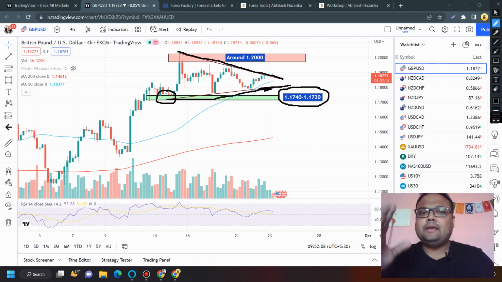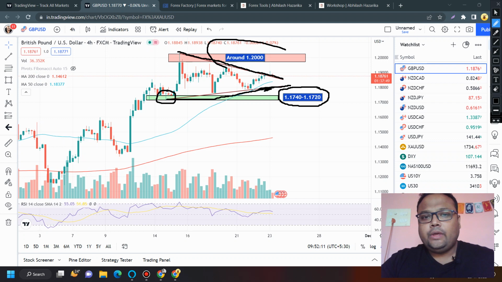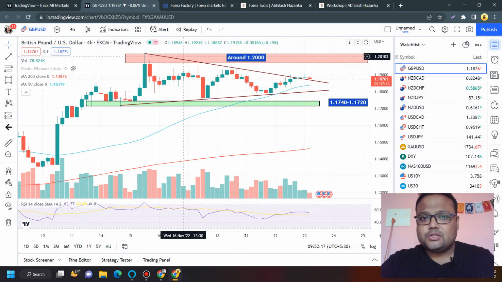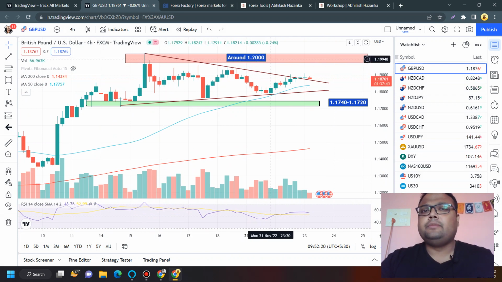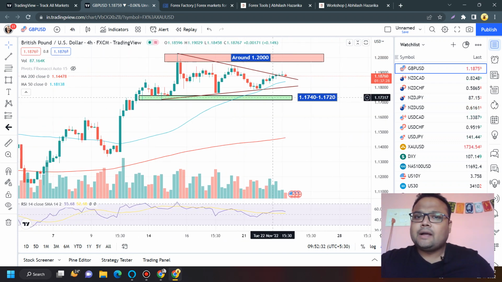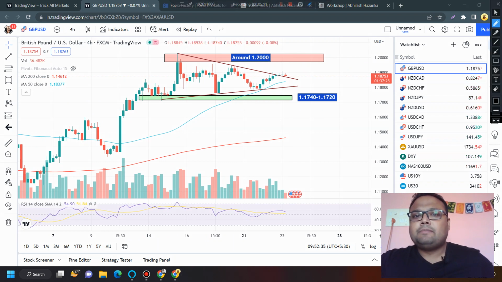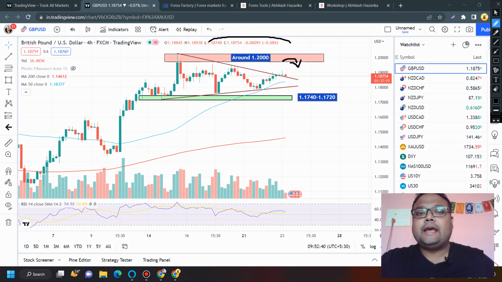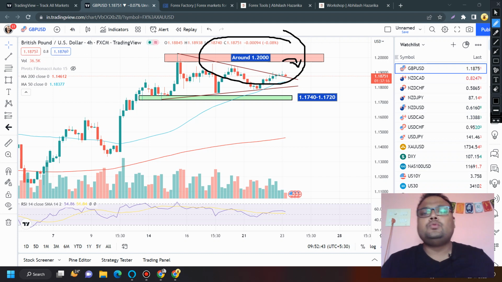In case the market starts going up, we may see some selling around the 1.2000 level, because this is a whole resistance zone. That's why I'm using the word around 1.2000. You must understand that these supports and resistances do not work as a line. Usually they work as blocks, as zones in the market. So this is a resistance zone here. If the market starts going up, we can expect that it will face some selling pressure. If the market reverses from here, we can definitely go for a sell position around 1.2000. It can be 1.2010, it can be 1.2005. Around this level we can definitely expect some selling pressure.